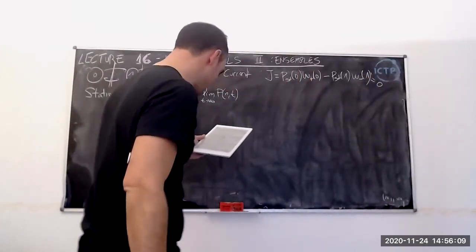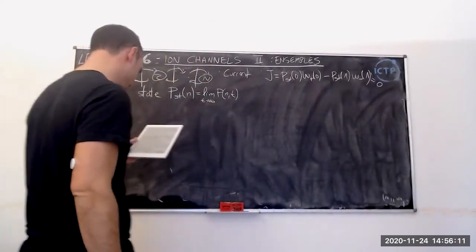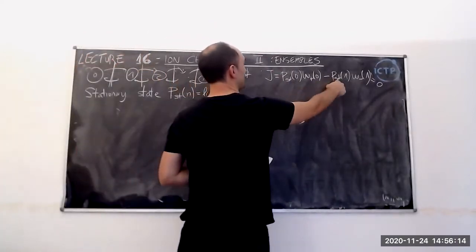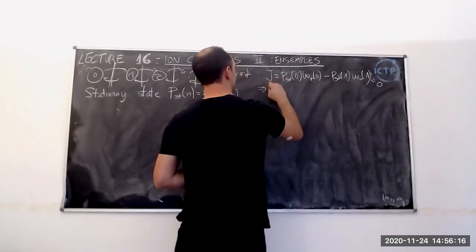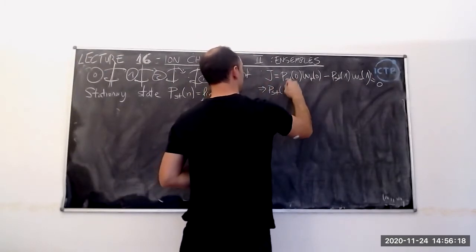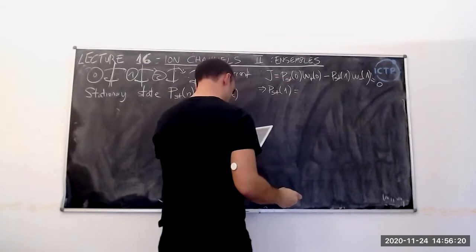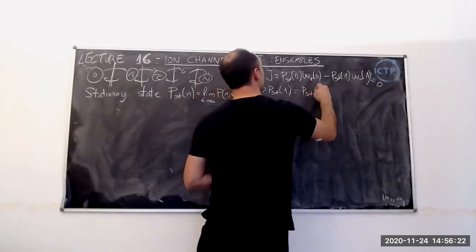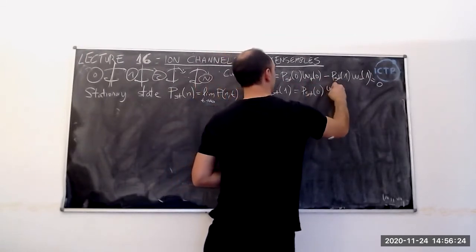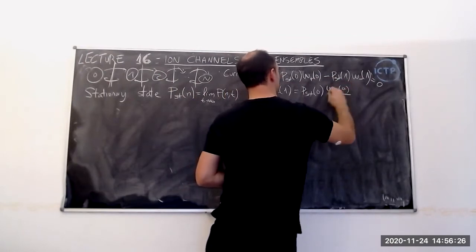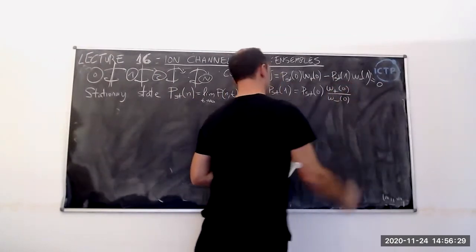So from this, we can solve P stationary 1 in terms of P stationary 0. P stationary 1 is P stationary 0 times omega plus 0 divided by omega minus 1. That's it. So we have 1.